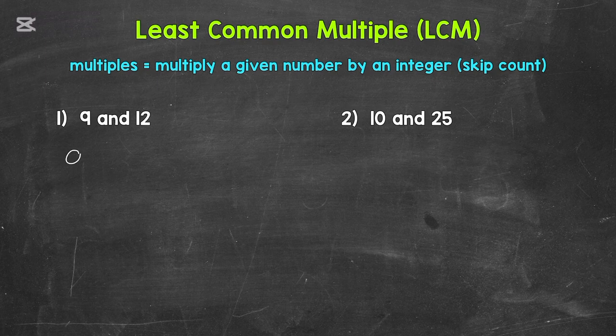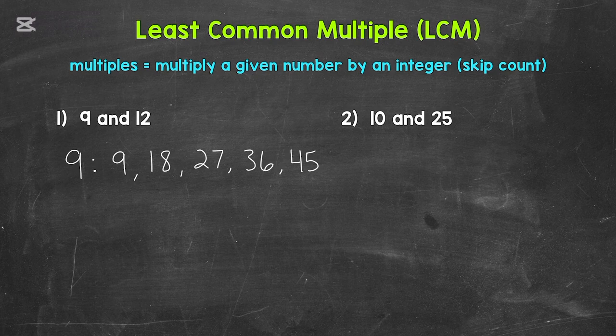Let's start with some multiples of 9, which are 9 times 1, which is 9, 9 times 2 is 18, 9 times 3 is 27, 9 times 4 is 36, and 9 times 5 is 45. So you can see that we just skip counted by 9 to list those multiples. 9, 18, 27, 36, 45, so on and so forth.